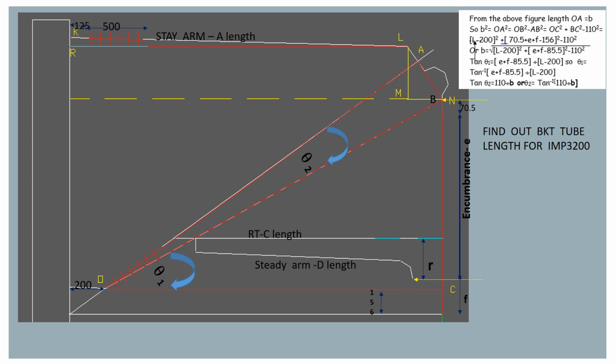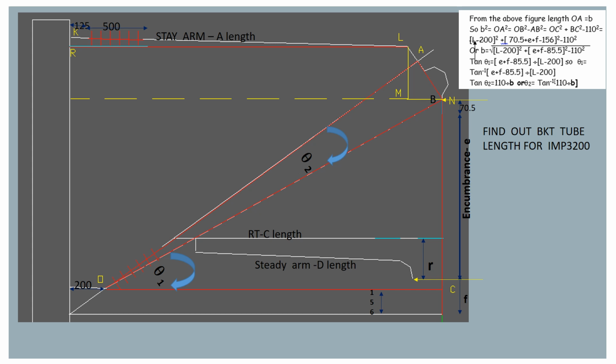We can get ON, but we have to find out the length OA, that means the bracket tube length. So what it will be? OA square is equal to OB square minus AB square. AB we know it is 110. AB is equal to 110.